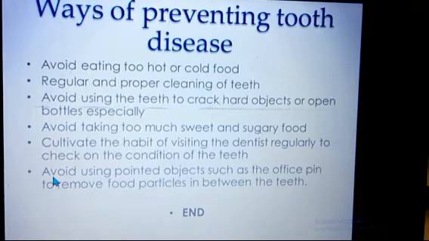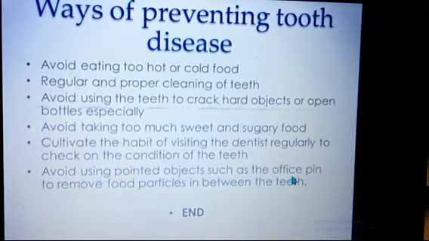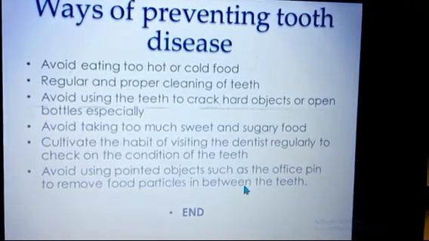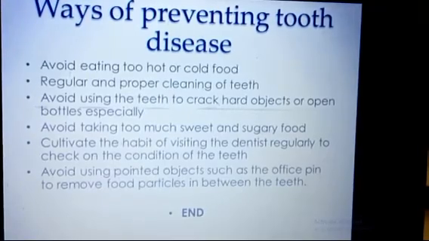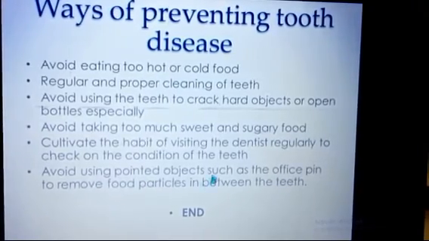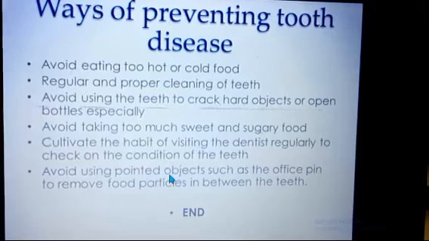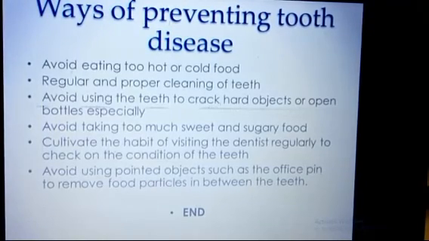avoid using pointed objects such as an office pin to remove food particles in between the teeth. Now when you do that and you get injured, it gives the opportunity to the bacteria to now enter into your system. So, in all, this is where we come to the end of the lesson.